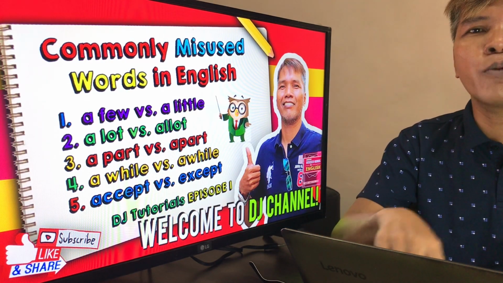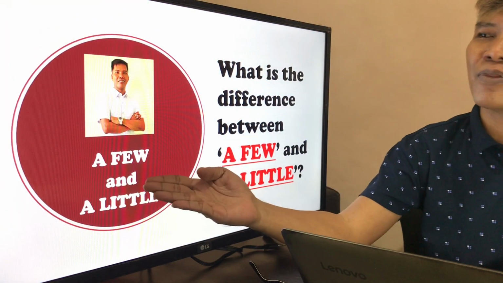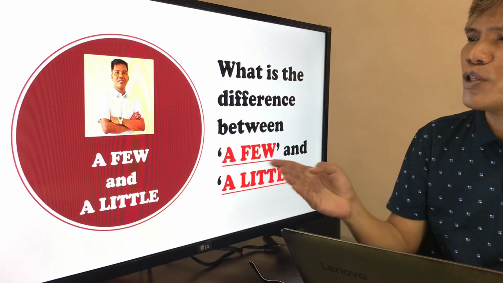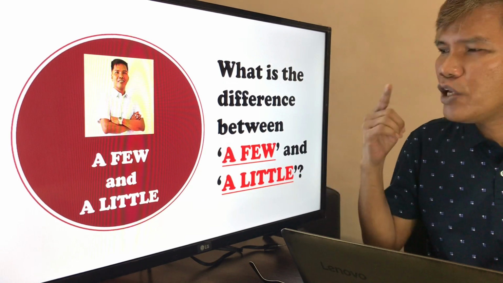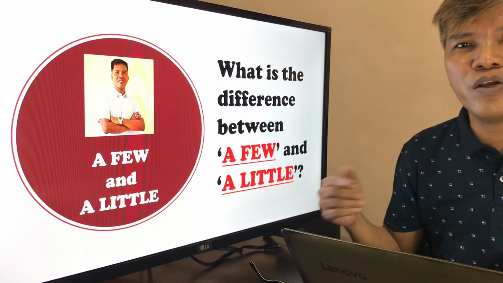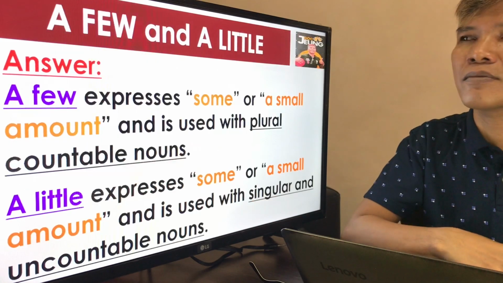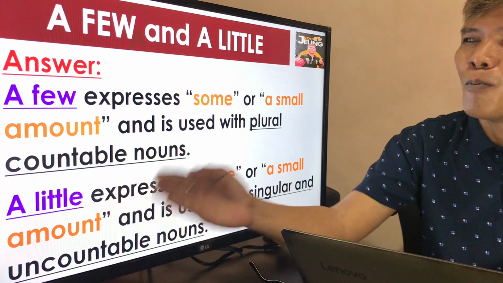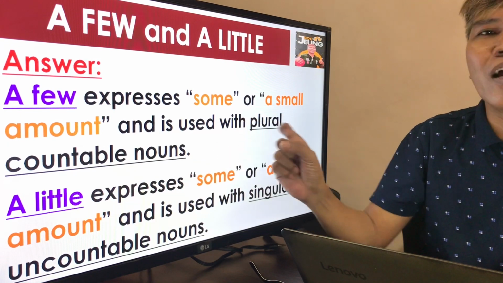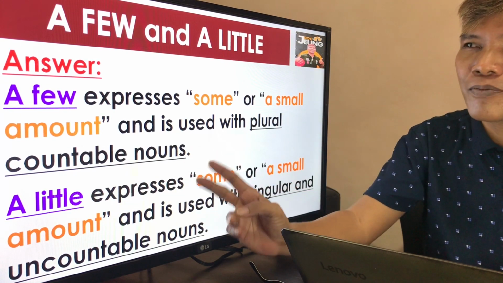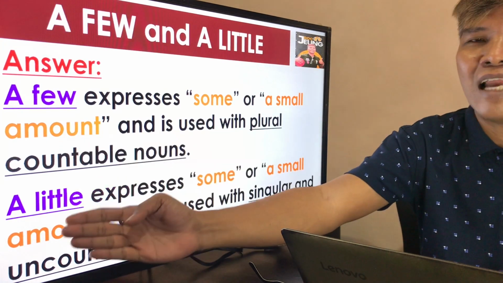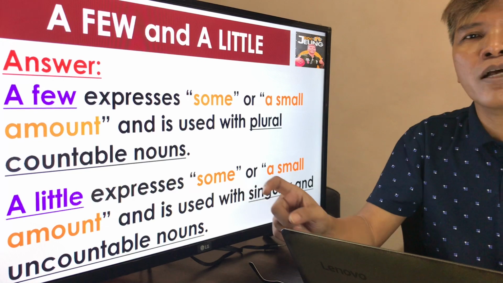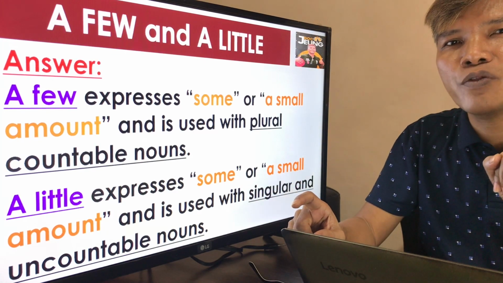And for the first pair of words, we'll have a few and a little. What is the difference between a few and a little? When do we use a few and when do we use a little? Okay, a few and a little both mean some or a small amount. Remember that. The difference only is when you are going to use them.